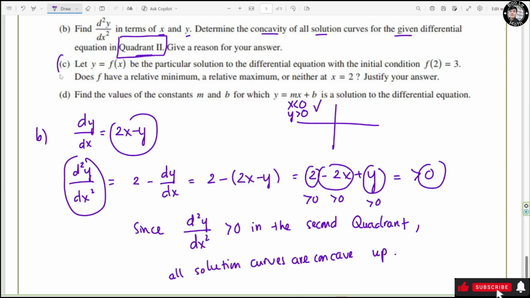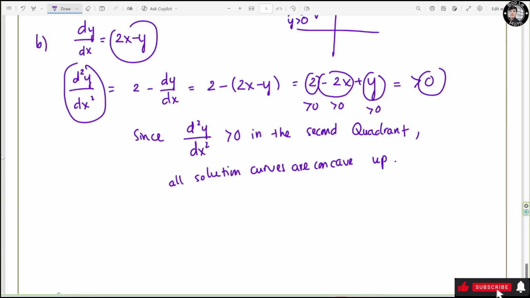Now let's move on to question C. Let y equals f of x be the particular solution to the differential equation with the initial condition f of 2 equals 3. Does the function f have a relative minimum, relative maximum, or neither at x equals 2? Alright, so whenever we talk about the relative minimum, relative maximum, or neither, we need to determine the first derivative, right? And this one right here must be the zero of the first derivative. So we're going to check it.